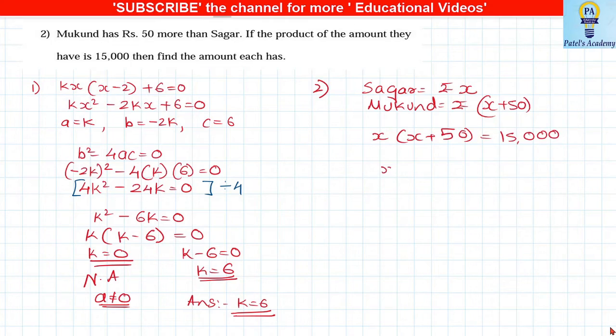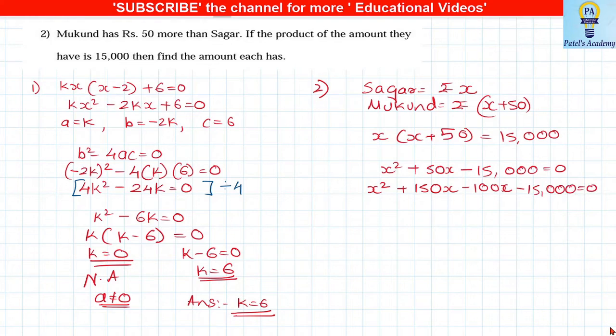So let us open the bracket. x square plus 50x, shifting 15,000, so minus 15,000 equal to 0. Now this is a quadratic equation to be solved. Two numbers that when you multiply give minus 15,000, and when you add give plus 50. So the two numbers are plus 150x minus 100x. Yes, 150 minus 100 is 50, and 150 into 100 is 15,000. Minus 15,000 as it is equal to 0.